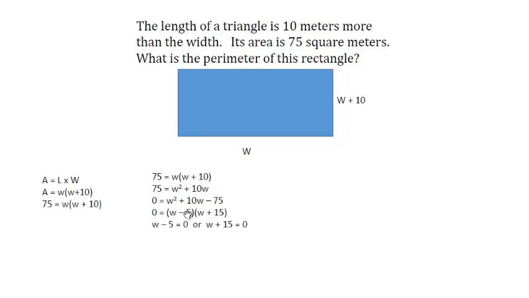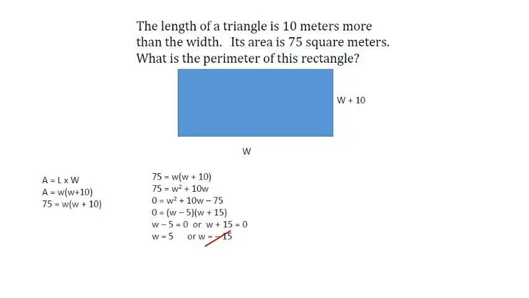Now we set each factor equal to 0. So the first factor, W minus 5, can be 0, or W plus 15 can be 0, because when two numbers multiply to 0, one of them has to be 0. If we solve these two small equations, we see that W is 5 or negative 15, but we eliminate negative 15 because it can't be a value for a length.